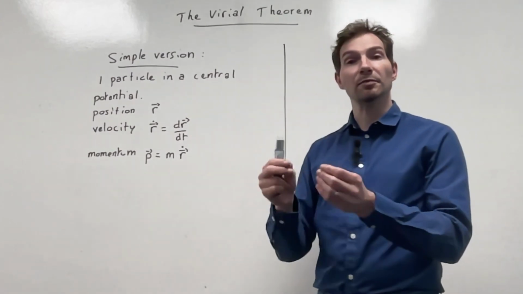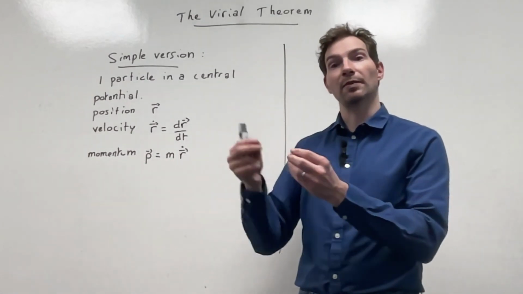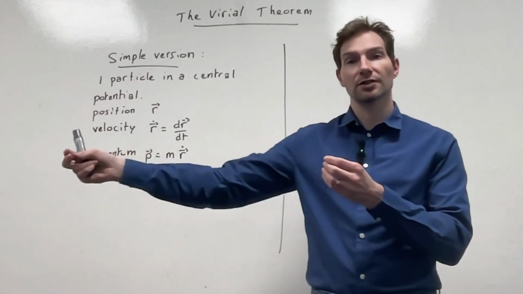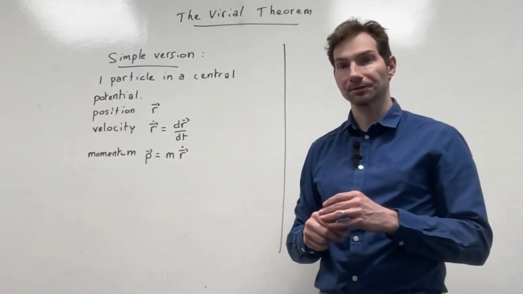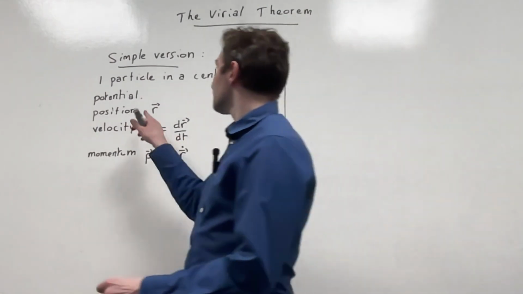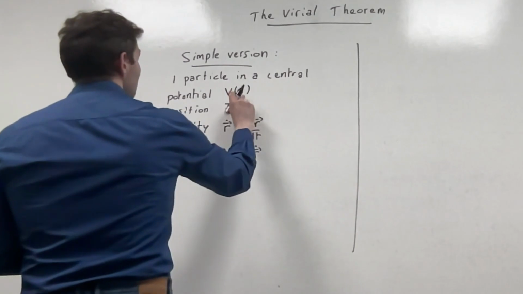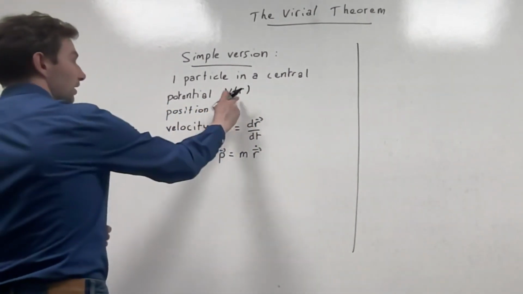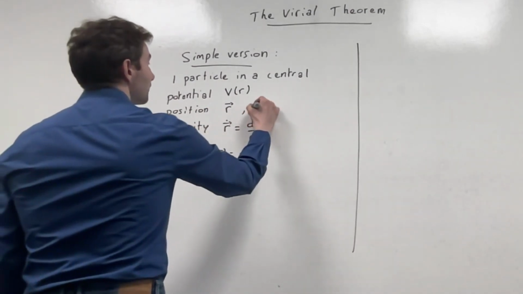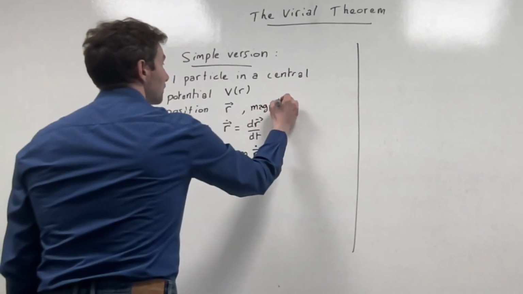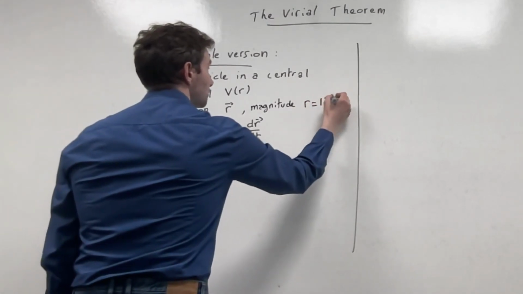On top of that, a central potential implies that the magnitude of the force depends on the distance only and not on the angle, for example, in terms of the position of the particle. So let's denote the central potential V of r, and the position of the particle is r with an arrow on top, so it's a vector with a direction and magnitude. I'm going to denote the magnitude r, so r is equal to the magnitude of the vector r.